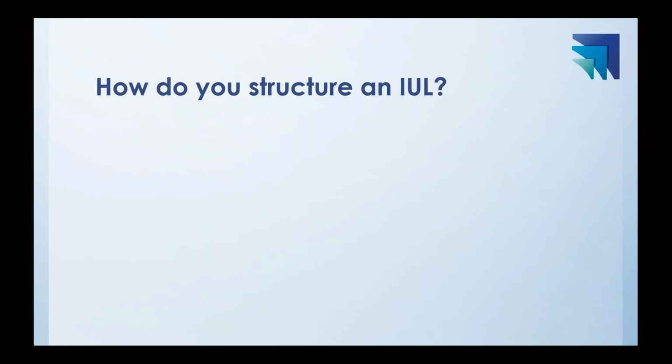So how do we structure an IUL? IUL quoting and structuring is pretty different than a traditional plan, say a term plan. On a term plan, you put in the client's data, so their age, gender, health class, and the state that they live in, and then you usually put in a face amount or a death benefit amount. What we ask the system for is how much premium is this going to cost my client? Well, IUL is a little bit different.